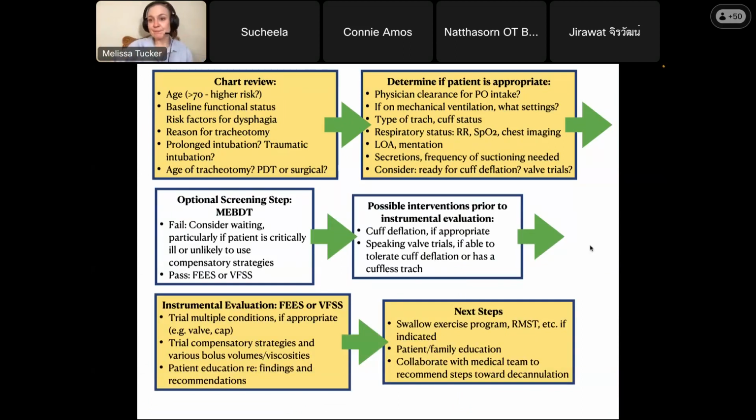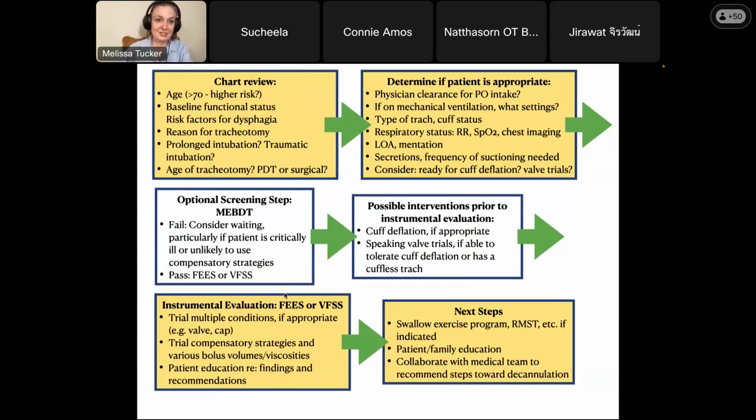Because this part 3 about the evaluation and treatment was a little all over the place, I made a little flow chart to talk about how I approach patients with tracheostomy in acute care. When we get a referral for a patient with a new tracheostomy who the physician would like to have evaluated for swallowing, I start with the chart review.